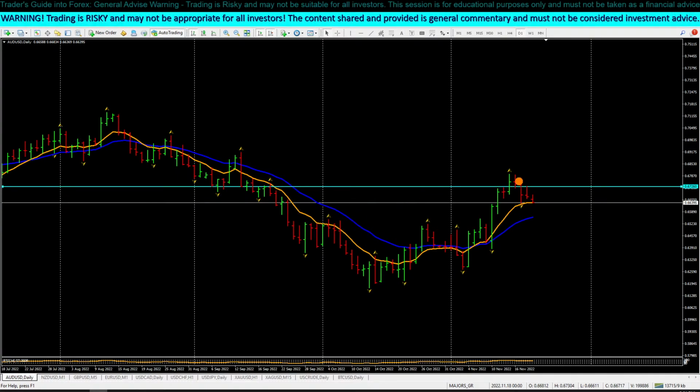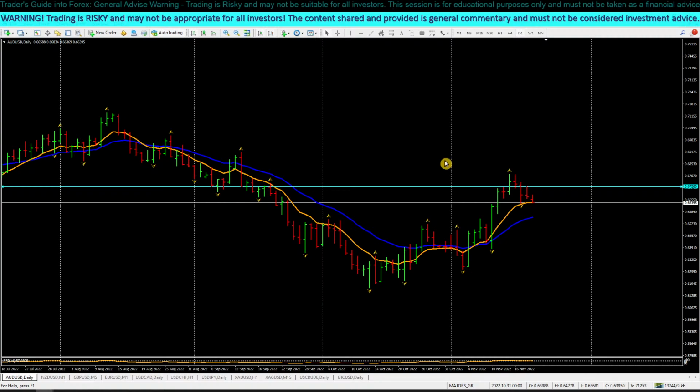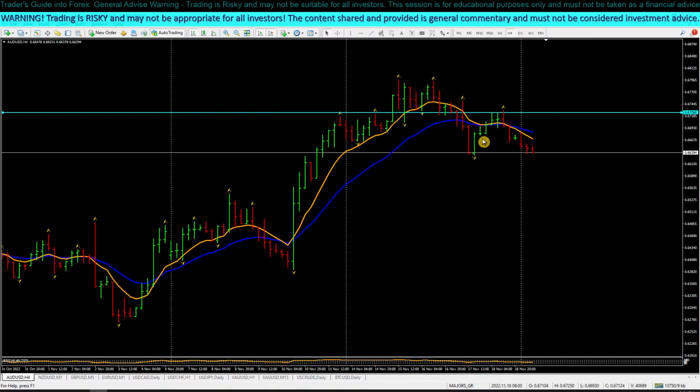Kung mapapansin nyo, the plan was to sell somewhere from here, and true enough, the price has gone lower. Tingnan natin to. Ito yung tinitingnan natin from last week. So if you weren't able to catch that, that's totally fine. It only means na we are likely to look for a new opportunity for this week. Now, looks like the price has gone much lower.